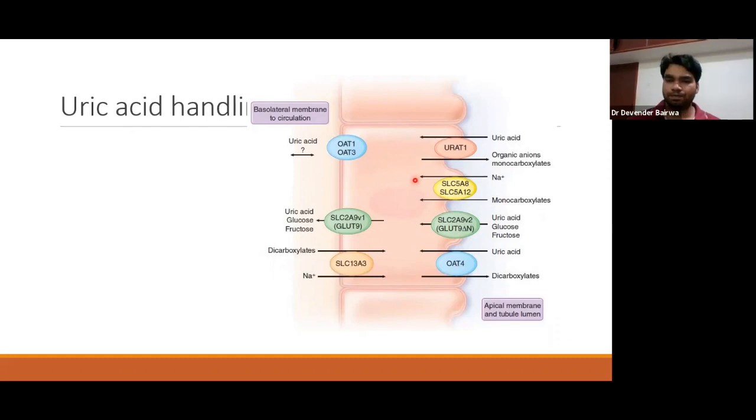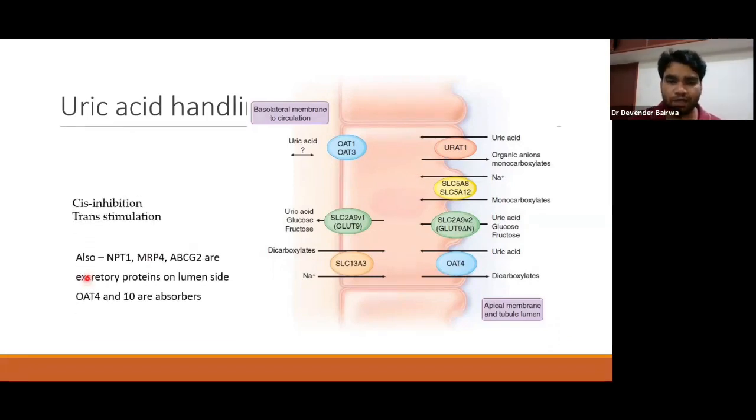Apart from these proteins, there are some other proteins which are not mentioned in Harrison but which are important. These include NPT1, MRP4, and ABCG2. These proteins are present on the apical side, and they are important for your excretory function. And OAT4 and OAT10 are also there. We can see OAT4 here. OAT10 is also there, and these are involved in the absorption of uric acid.